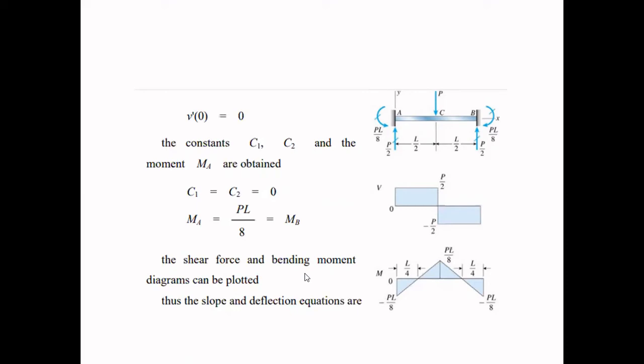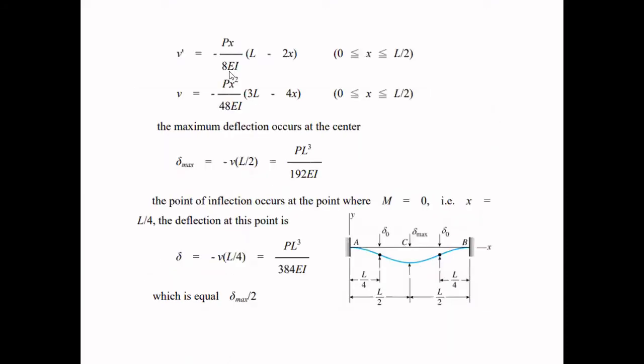Now we need to calculate slope and deflection in the similar way we have calculated in the case of a propped cantilever beam. So V dash becomes equal to, this is the equation for slope again, minus Px upon 4EI into L minus 2x for 0 to L by 2. Again, on integrating this, we'll get minus Px square upon 48EI into 3L minus 4x. As in the previous case, this is a slope equation and this is a deflection equation. So on putting various values of x in the slope as well as deflection equation, we can easily calculate both slope and deflection for the further cases.